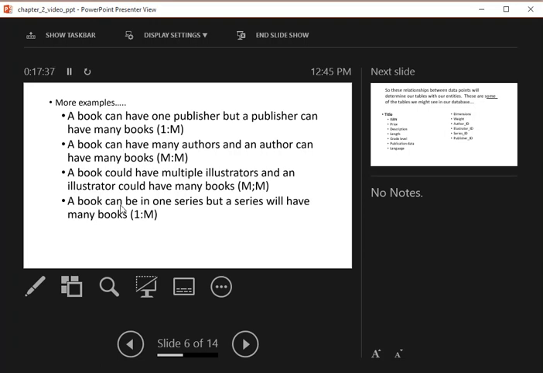So let's talk about series. Harry Potter and the Sorcerer's Stone is part of the Harry Potter series. A book can be in only one series. It wouldn't make sense for it to be in multiple series, but by the nature of the word, the series will have many books. And so the Harry Potter series has 7 books, but a book can only be in one series at a time. So it's a one-to-many relationship.